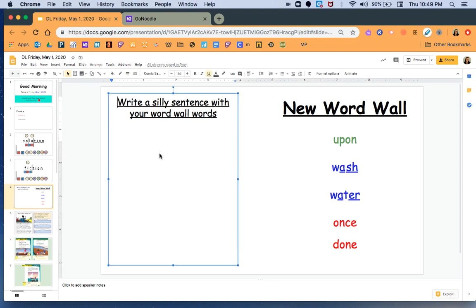So today what I'd like you to do in your journal, and you can send me a picture on Classroom, you can send me a picture on Flipgrid, you can just type it into Classroom if you want to. I would like you to write a silly sentence using your word well words. My challenge for you is to see if you can write one sentence using all 5 word well words in the sentence.